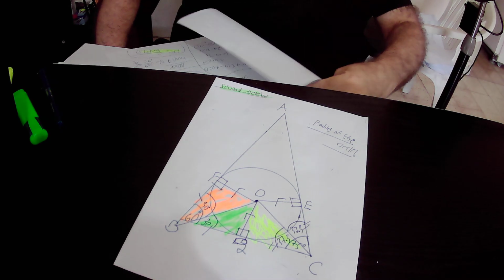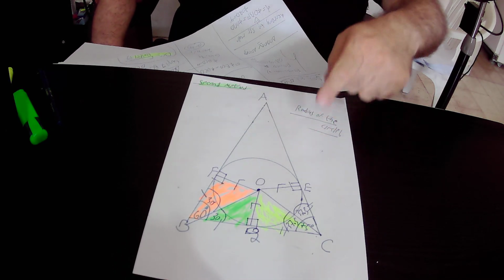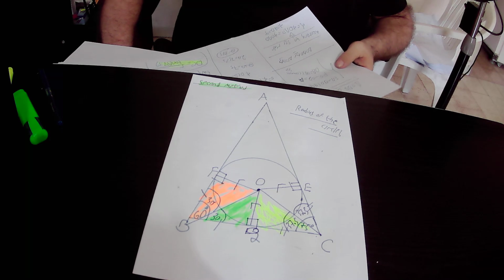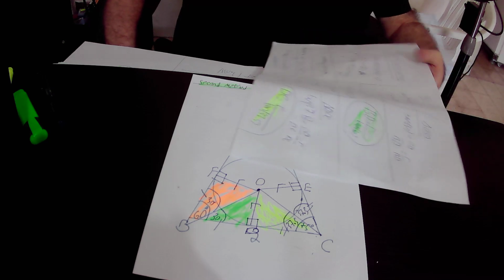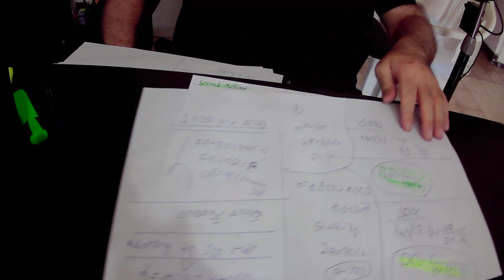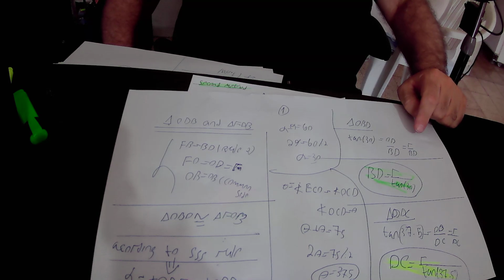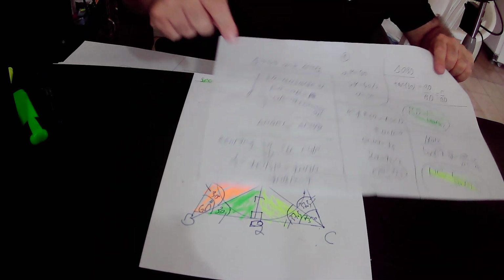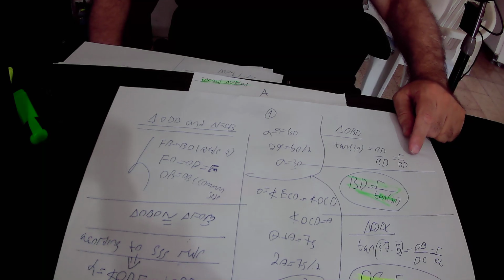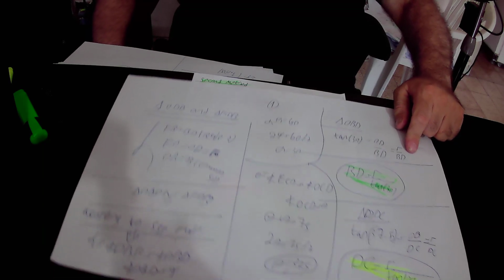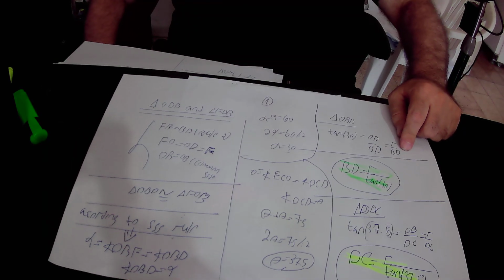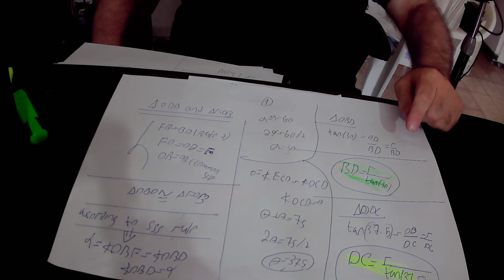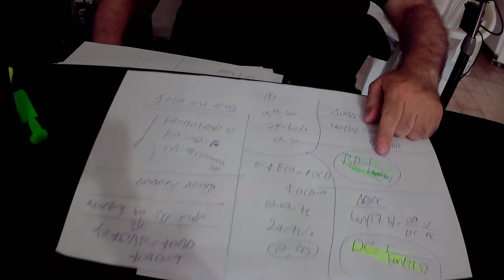Then we focused on the green triangle ODC. Tangent theta equals OD over BD. OD equals R, so we substitute OD by R over BD. So tangent 30 degrees is equal to R over BD. We multiplied this equation by BD and then divided it by tangent 30 degrees and found out that BD equals R over tangent 30 degrees.